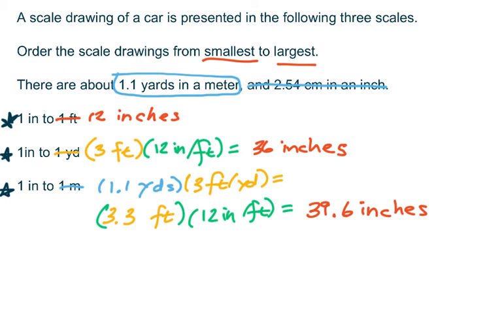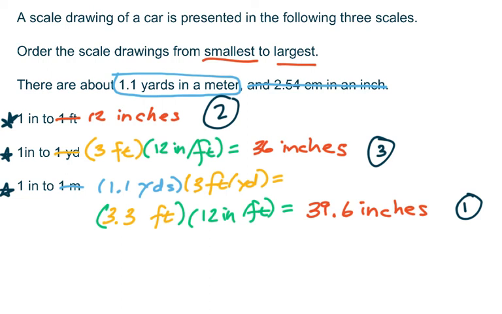If you chose the wrong answer, where you put them in order starting with 1 inch to 1 meter as the smallest, and then you put 1 inch to 1 foot as the second, and then 1 inch to 1 yard as the third, I'm wondering a couple of things. I think, first of all, I would just acknowledge that there are a lot of moving parts in this problem. A lot of steps, a lot of measurements to keep track of.